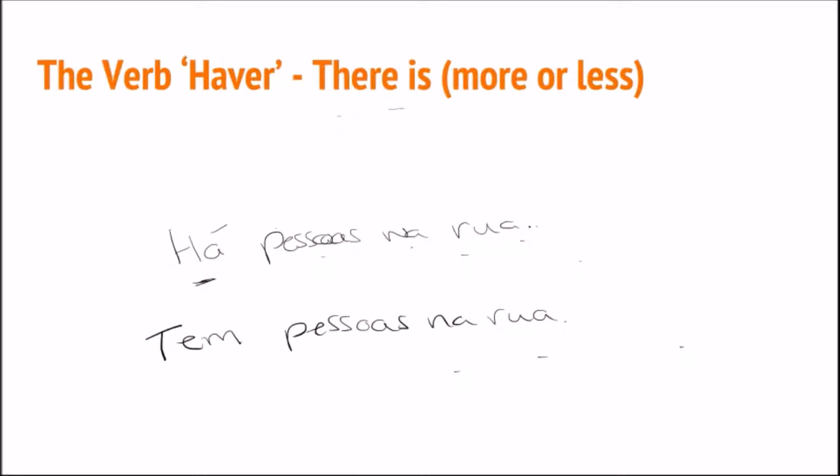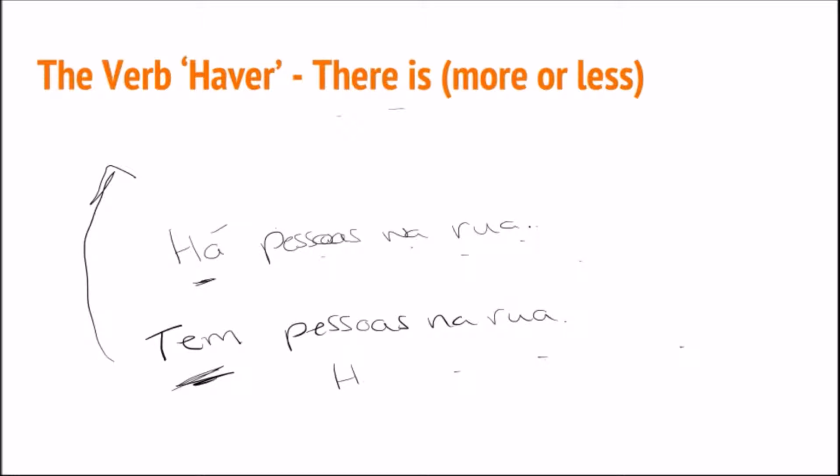You would use the verb ter that we just learned in the previous slide, right? Tem pessoas na rua. Literally translates to have people in the street, or there are people in the street, right? Literally, it's have people in the street. That is perfectly acceptable. So you could say há pessoas na rua or tem pessoas na rua.